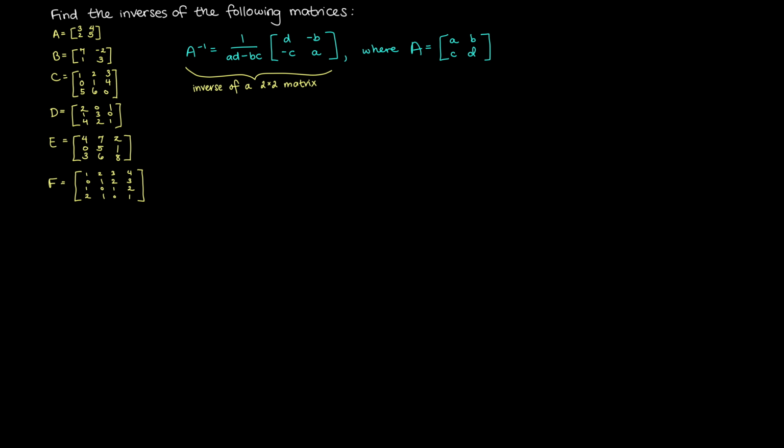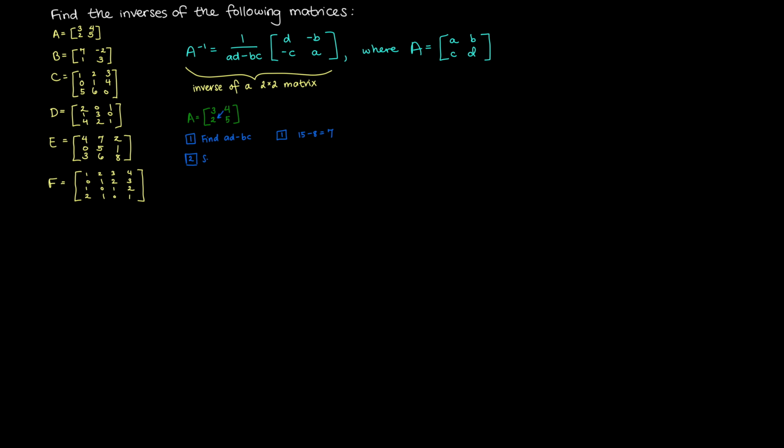So let's apply this formula to matrix A. First find AD minus BC. In our example, A times D is 15 and B times C will be 8. So AD minus BC is 7.